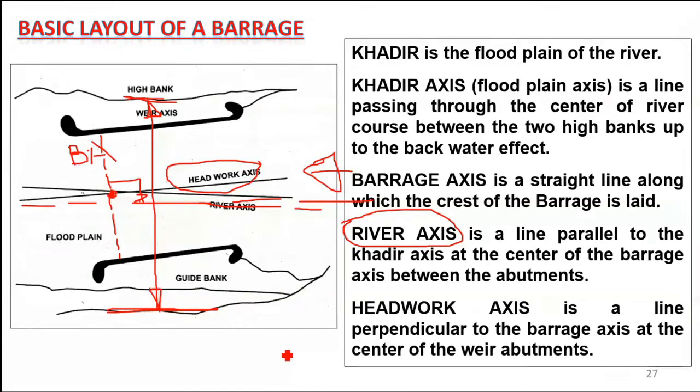The width of the marginal bunds, as we already discussed: we don't design a barrage for, say, a 5,000-year return period flood, because that flood is expected to repeat only after roughly 5,000 years. So we design a barrage on a smaller return period, maybe a 100-year return period. Whatever the width of the river is for the 100-year return period flood, we provide the marginal bunds that much apart.